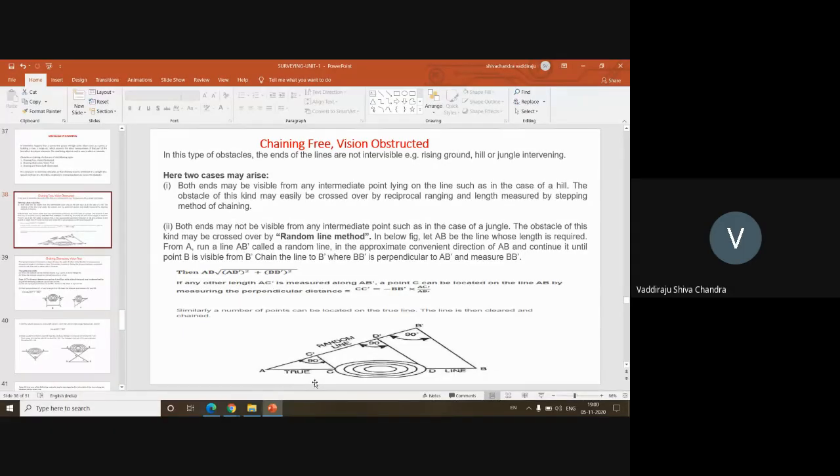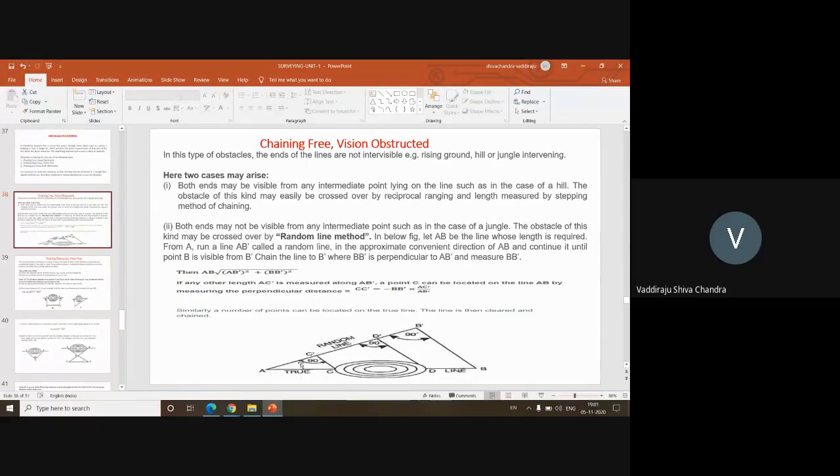Using your simple Pythagoras theorem: AB square is equal to AB dash square plus BB dash square. I hope you all know all these equations, right? Pythagoras theorem, you know, right? Yes sir. Okay. So from this figure, it is a right angle, so I can apply the Pythagoras theorem. This is my hypotenuse. AB square is equal to AB dash square plus B dash B square.